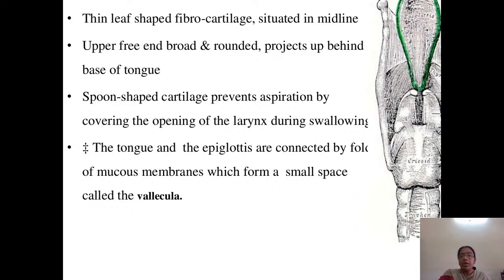Whenever liquid is coming, it prevents it from going into the larynx, because the larynx is the voice box. So the epiglottis prevents choking and prevents aspiration of any food.